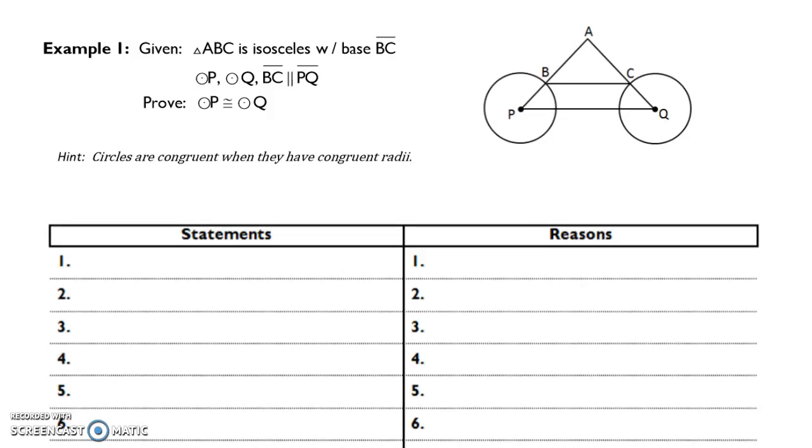So again, my given information is important. I've been given triangle ABC is isosceles with base segment BC. Okay? What conclusions can I draw from that? I don't know how many of these I'm going to need, but I know that segment AB is going to be congruent to segment AC. Okay? I know that angle ABC is going to be congruent to angle ACB.